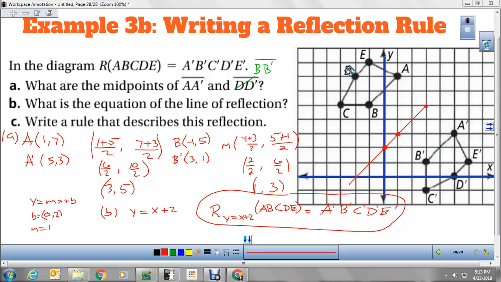If you drew a line from A to A prime, it should be perpendicular to this. One way you can check to make sure it's perpendicular is to check its slope. This has a slope of 1 to 1, so this slope right here is going to be down one, run one. So that's going to be a -1 to a +1, which means that it's going to be perpendicular.